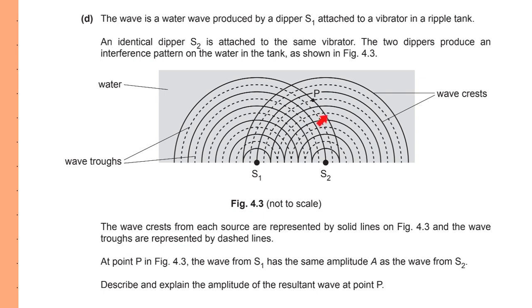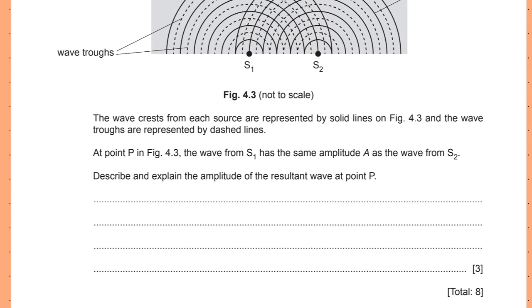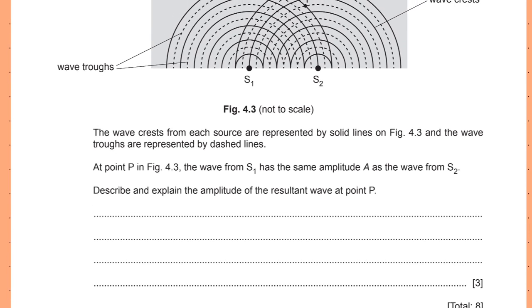So this is at the intersection of a crest and a trough, right? So you can either talk about this in terms of the path difference or the phase difference, but the idea is that the waves here are meeting in antiphase, right? So I know this would lead to destructive interference and the amplitude would be 0. So this is what I'll say here.